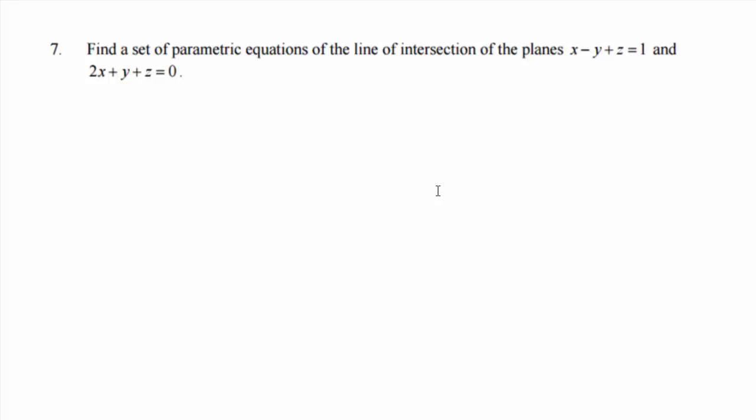Okay, so we want to find a set of parametric equations for the line of intersection of the two planes, given by x minus y plus z equals 1 and 2x plus y plus z equals 0. If you think about it, I'll try and draw this. I can't guarantee it'll be a work of art.